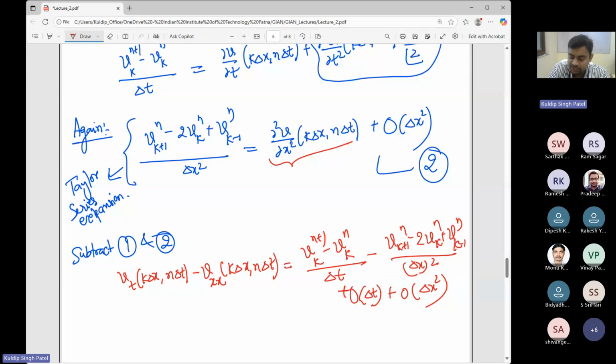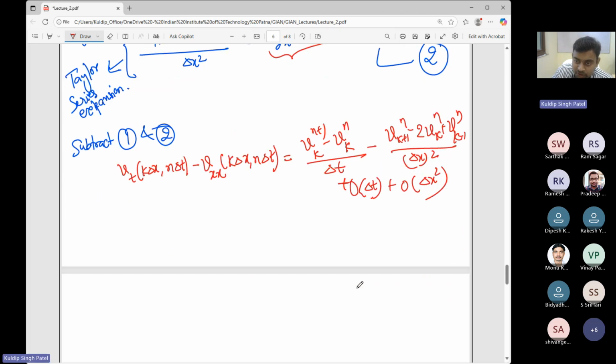So then what is the idea? Now, what does it mean by consistency? It means that if you take delta t and delta x tending to 0, then this difference, your continuous equation, is equal to the discrete equation, isn't it? And this is the definition of consistency.